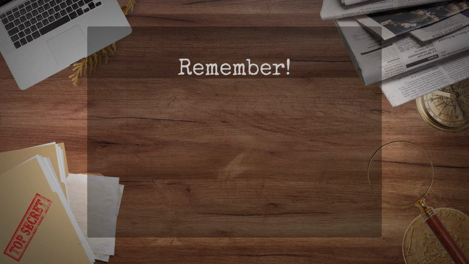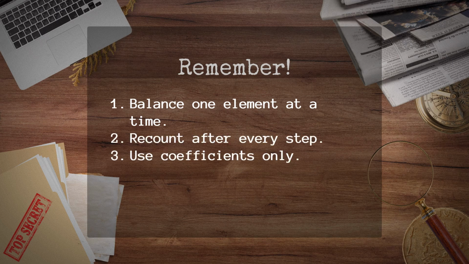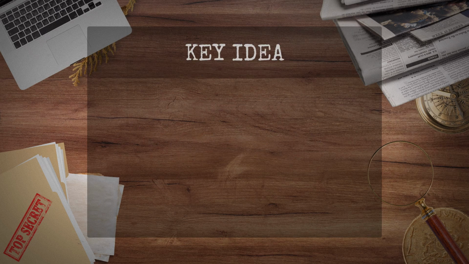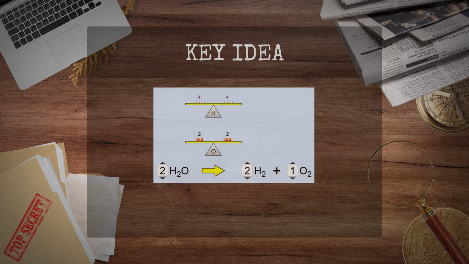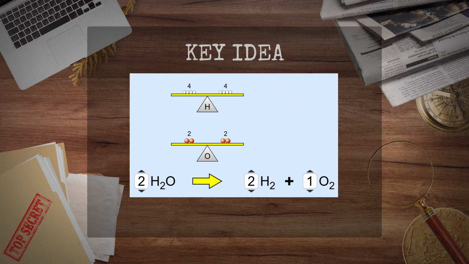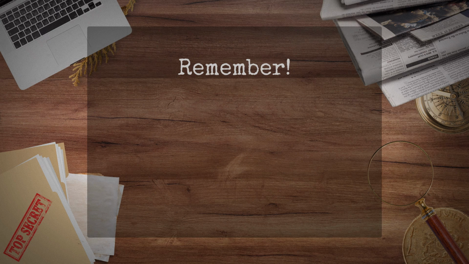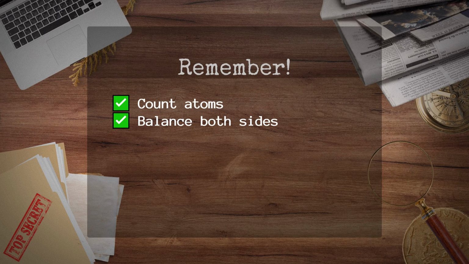Notice the process. We balanced one element at a time and adjusted coefficients only. Think of it like a scale. Both sides must be equal. Every atom counts, no exceptions. So, always remember, count the atoms, compare both sides, adjust coefficients only.